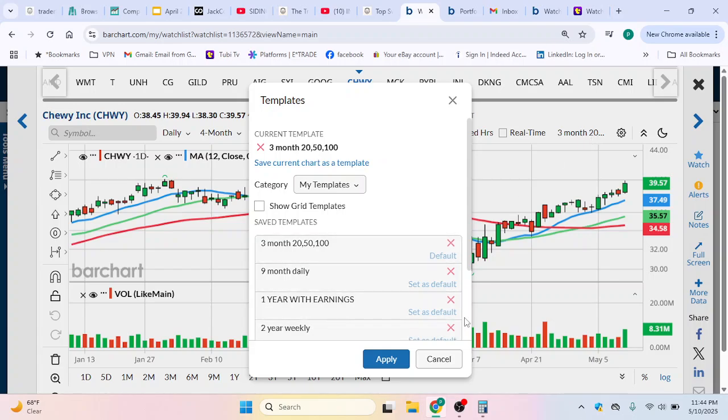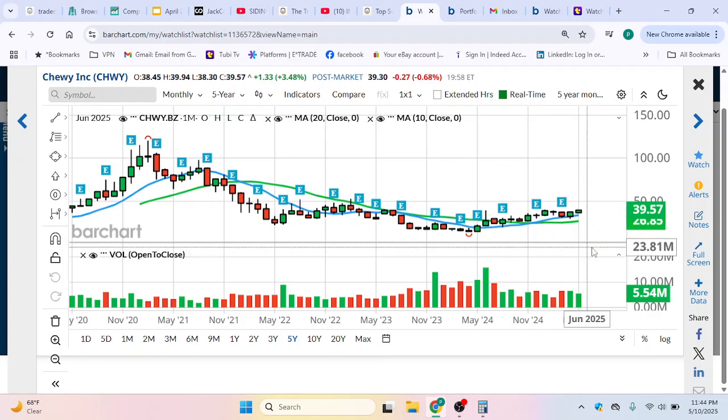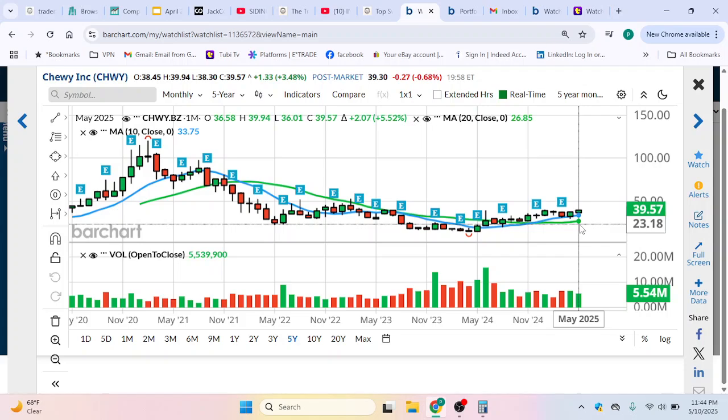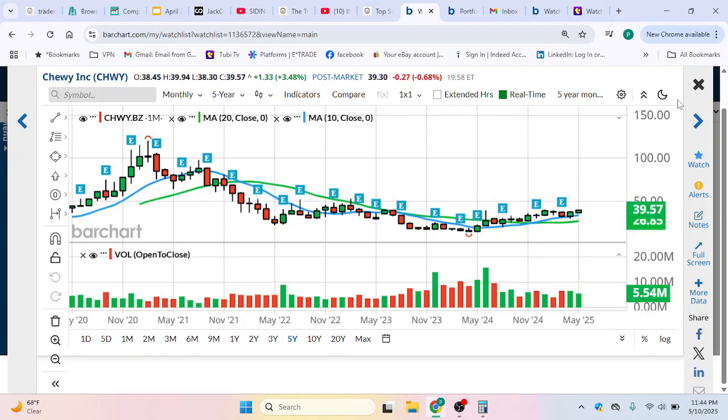I can tell you what it was because I had a really nice entry on Chewy. So in this month we had a move up of about 15% plus 5. I probably have about somewhere around a 10 or 12% gain in Chewy at this time.